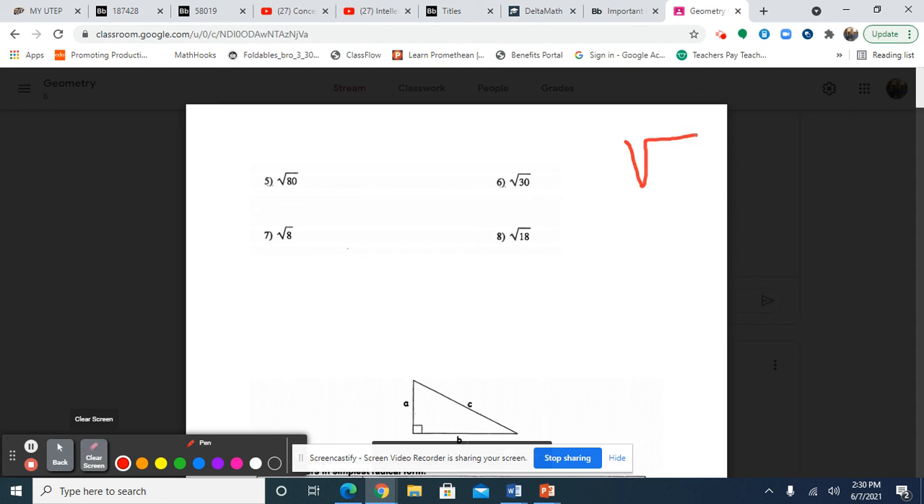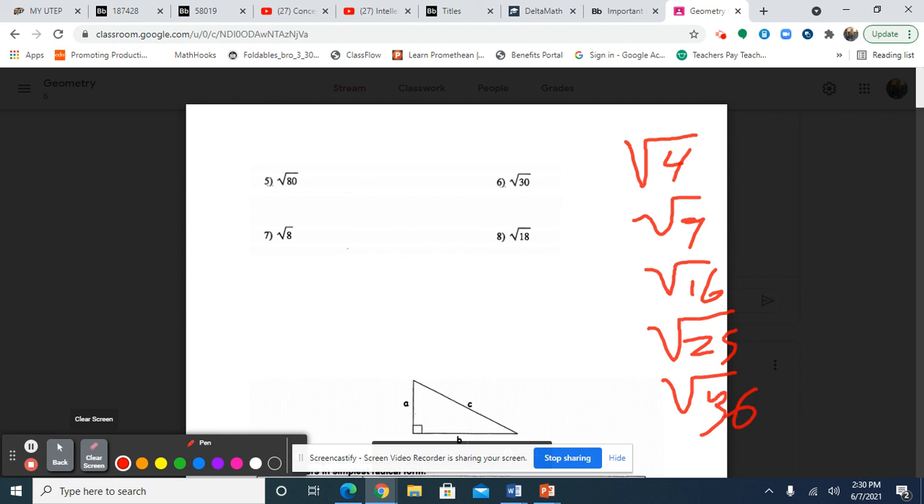So remember our perfect squares are 4, 9, 16, 25, 36, and so on. So we can actually say that square root of 16 and square root of 5, where square root of 16, if we take that, that's going to be 4. So the simplified version is 4 square root of 5.